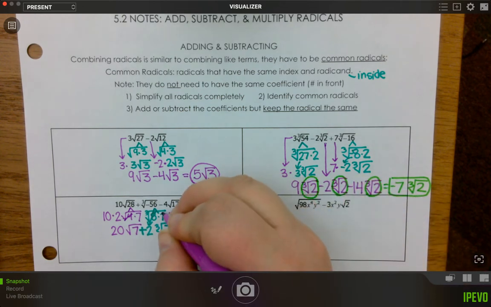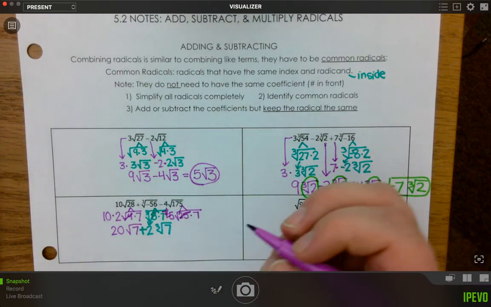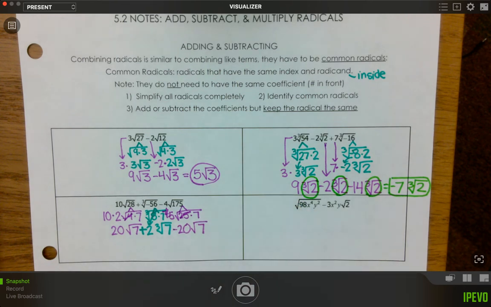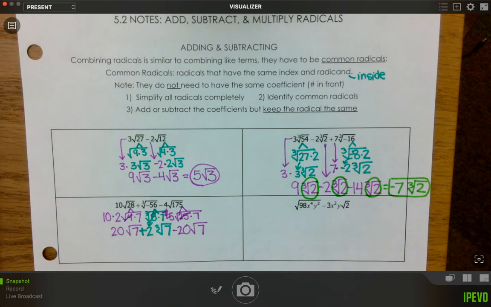And then you've got this negative 4. Sorry, I didn't leave quite enough room. And negative 4 times 5 is negative 20. And you will notice that I now have 7 inside of all of my radicals, except for this one is the odd one out. 2 cube roots of 7.